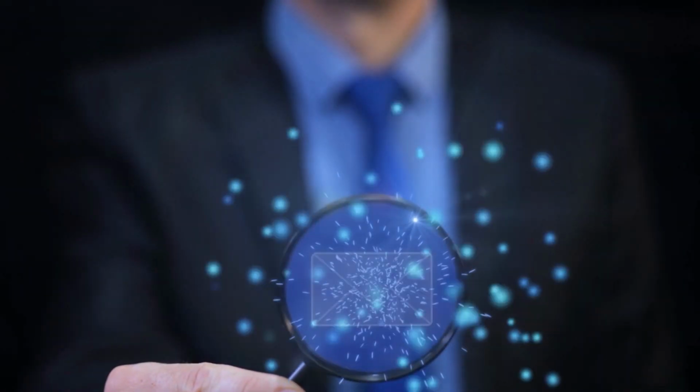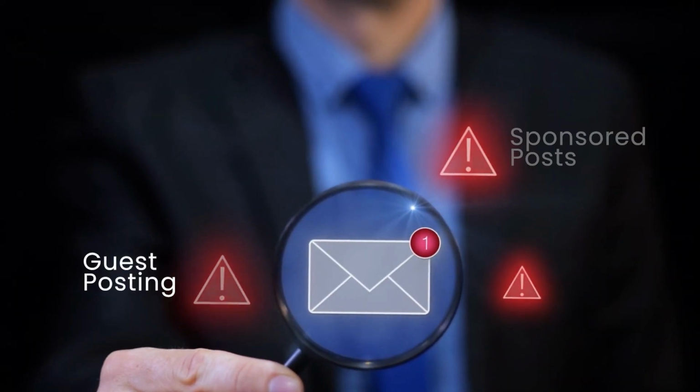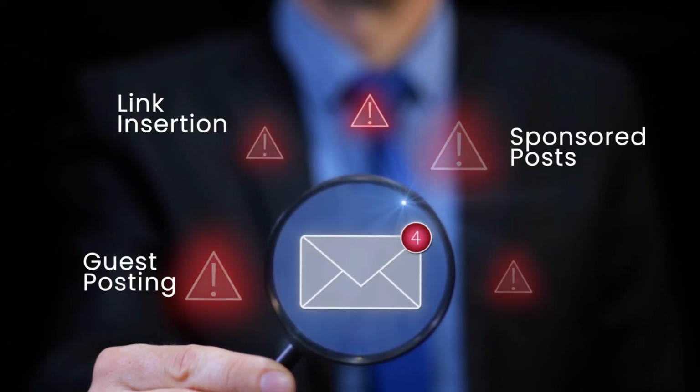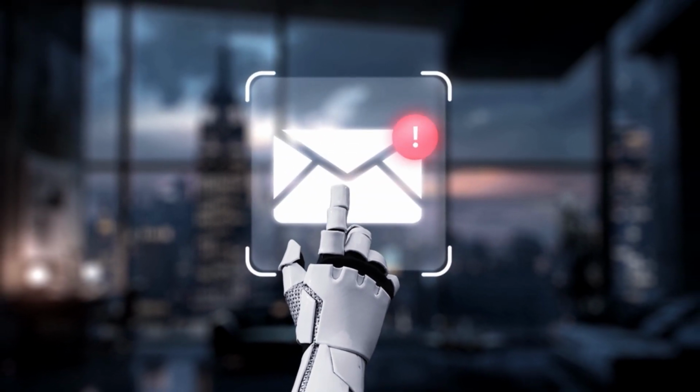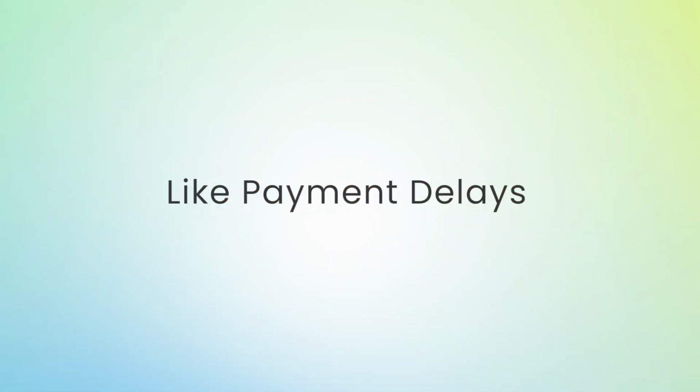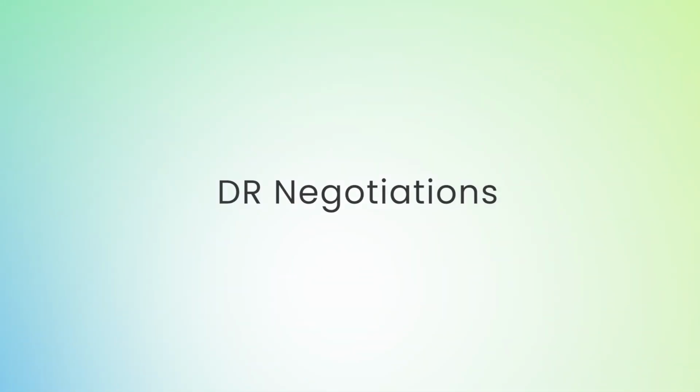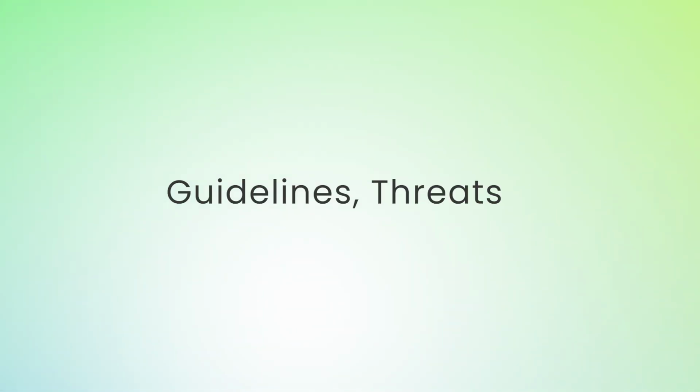Guest Post CRM detects this automatically for every incoming email. First, the system checks if the email is actually about guest posting, sponsored posts, link insertion, or link exchange. We built 50-plus specialized AI prompts. Each one scans the email for very specific patterns, like payment delays, DR negotiations, link removal requests, reseller bargaining, guidelines, threats, or anchor text changes.